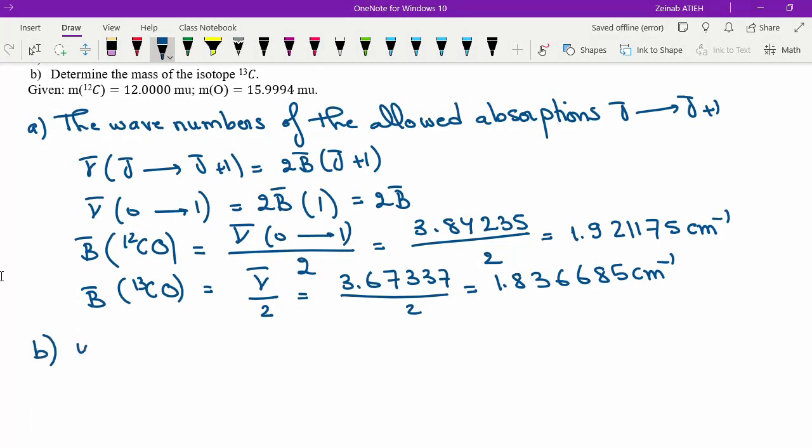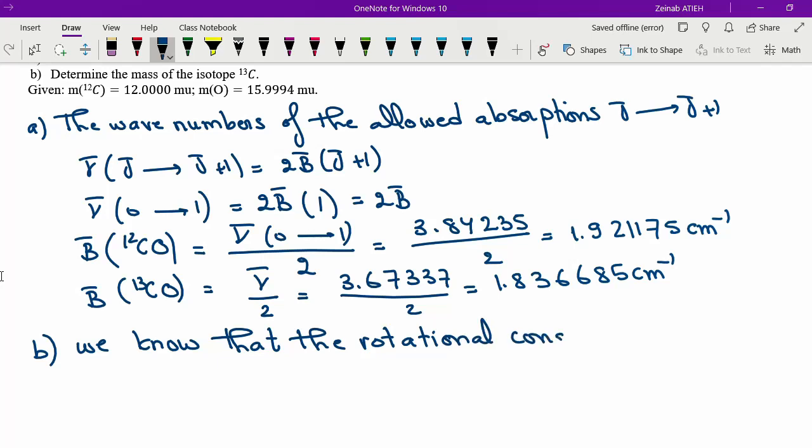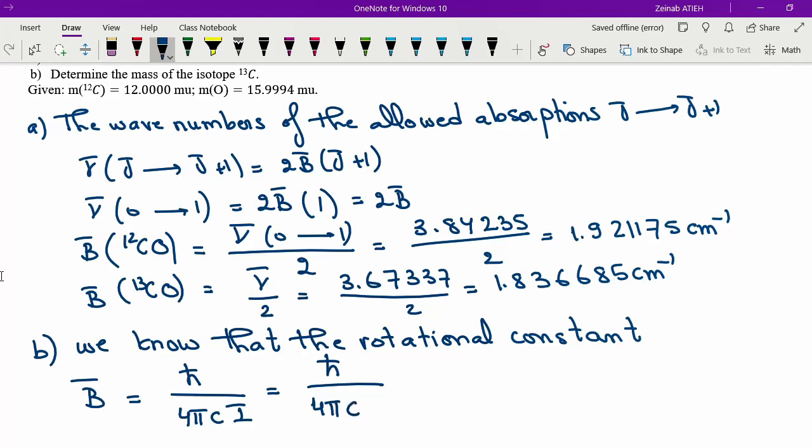This is part B. We know that the rotational constant has the formula. So in general, B bar is equal to H bar, H bar is H over 2 pi, so it's over 4 pi C I. C is the speed of light in vacuum and I is the moment of inertia of the molecule. Because we are dealing with a diatomic molecule, I is equal to mu R squared.